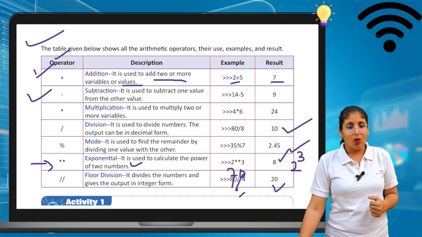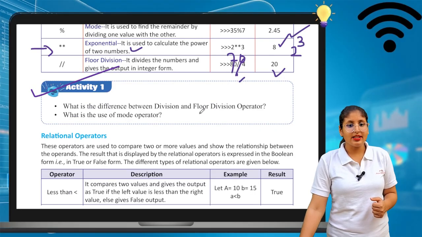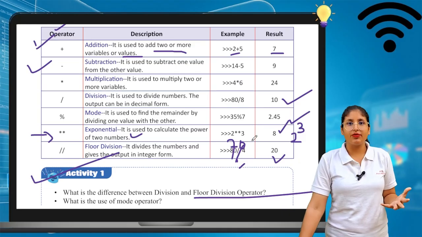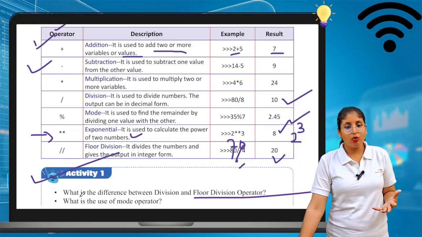Okay, now an activity for you. What is the difference between division and floor division? See, the symbols are also different. And what is the use of the mod operator? When do we use this mod operator to find the remainder?